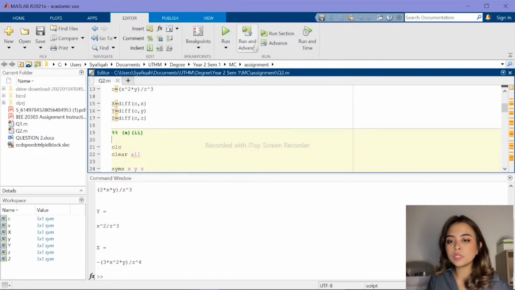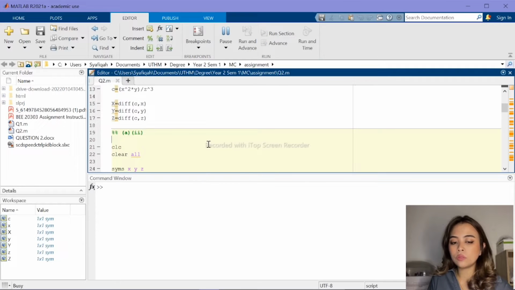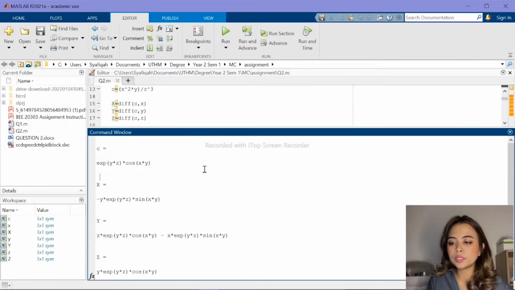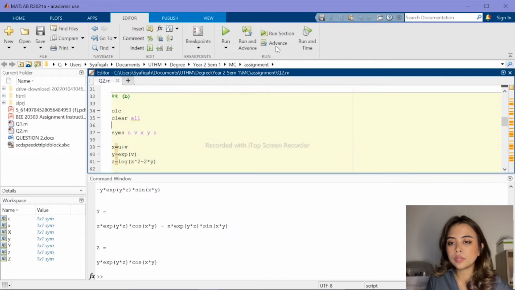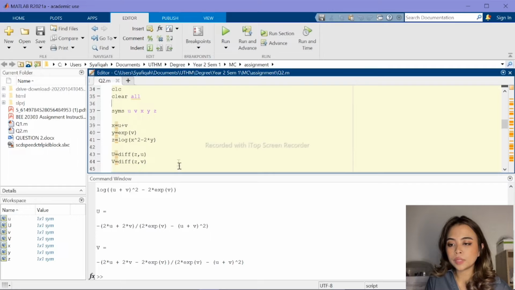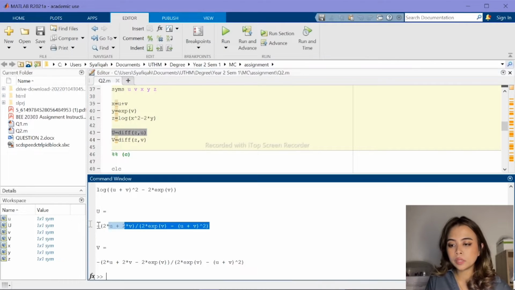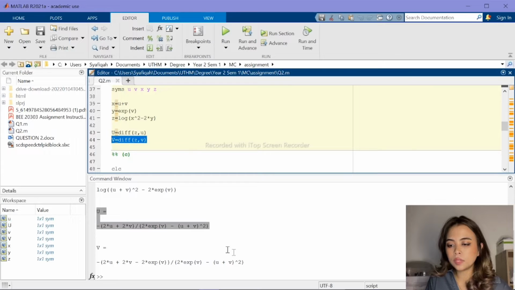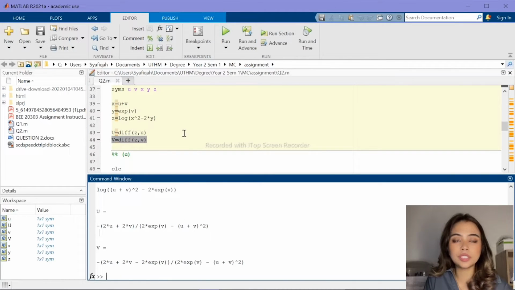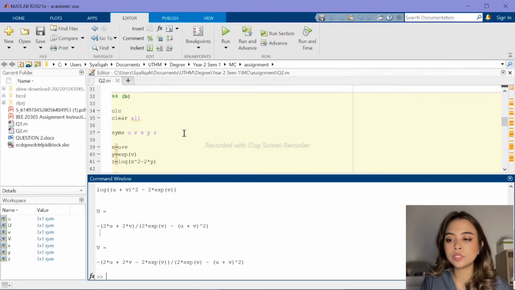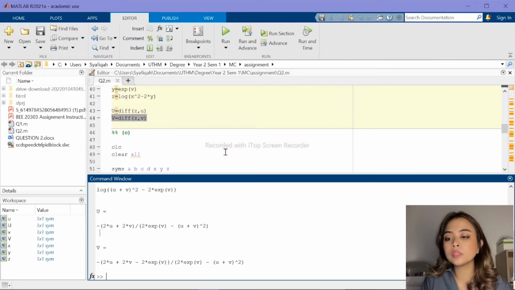So the second one is the question 2A2. This is the answer that we will get. And for question B, this is for this one, and this B is for this. So there will be two different answers for the same question, which is question 2B.